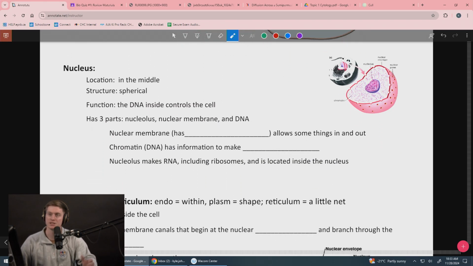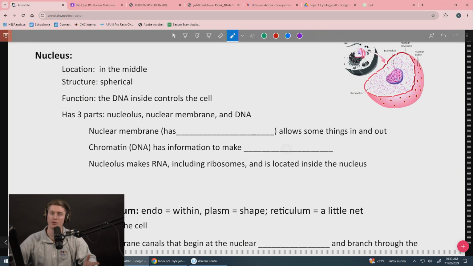Next organelle. This is the one that we had labeled first on both the plant and the animal cell diagrams, the nucleus. The nucleus is in the middle of the cell. Now, it might not directly be in the center, but it's inside the cell. There's only one nucleus for the cells that we're going to look at. There are cells with more than one nucleus, but the cells we're looking at just have one nucleus. It's going to be a spherical shape. Now, here's the important piece about the nucleus. It has the DNA inside, and it controls the cell.